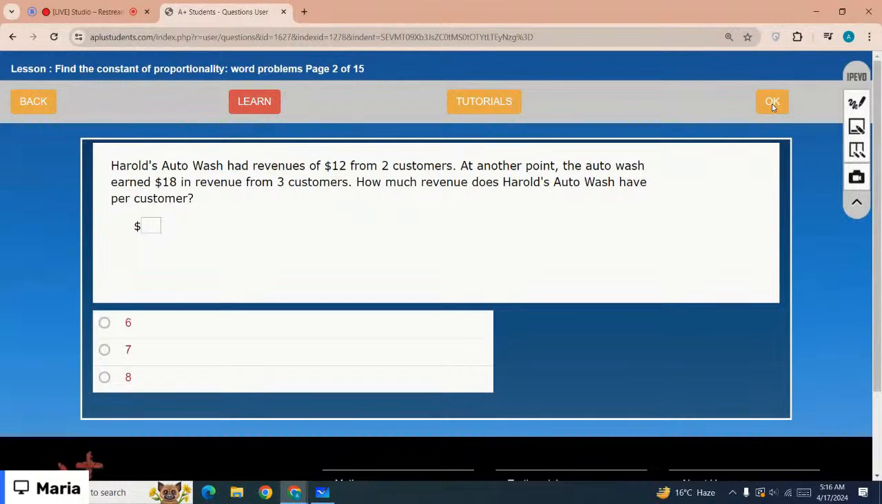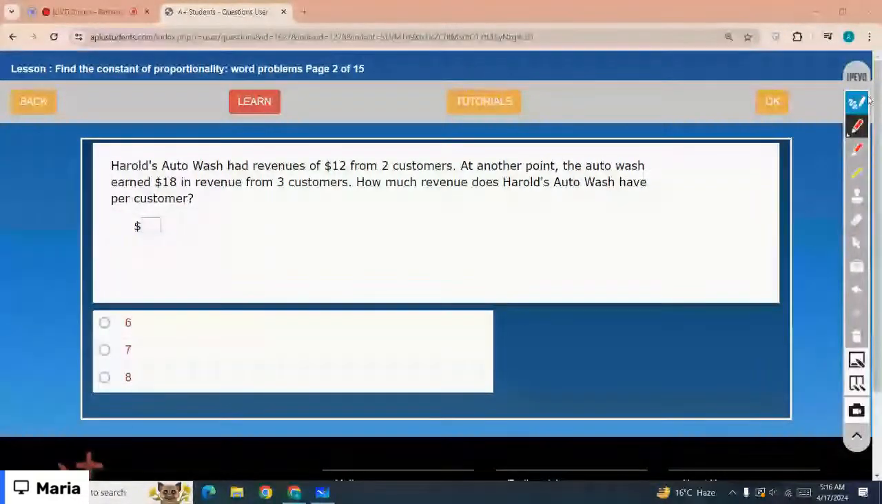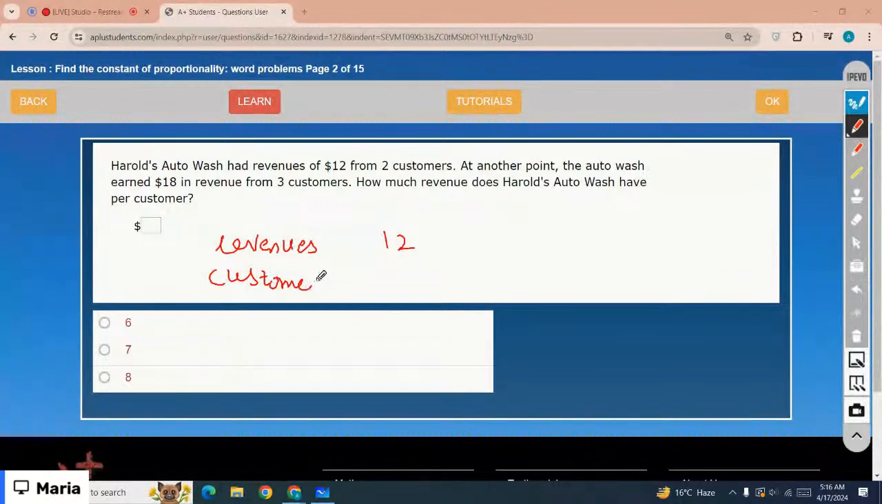Harold's Auto Wash had revenues of $12 from two customers. At another point, the auto wash earned $18 in revenue from three customers. How much revenue does Harold's Auto Wash have per customer? Okay, so you have revenues and the customers. Let's just make a chart. You have $12 revenue and you have two customers, right? And at another point, he earned $18 revenue and three customers.